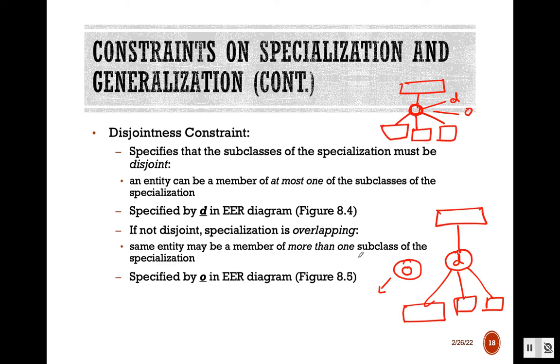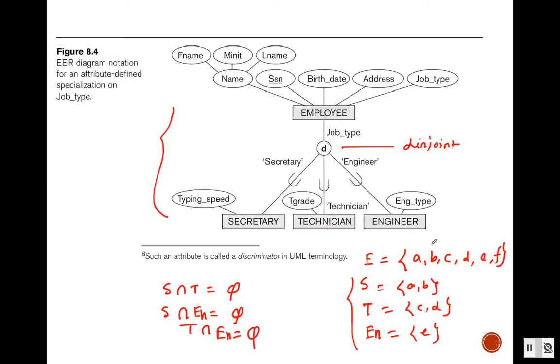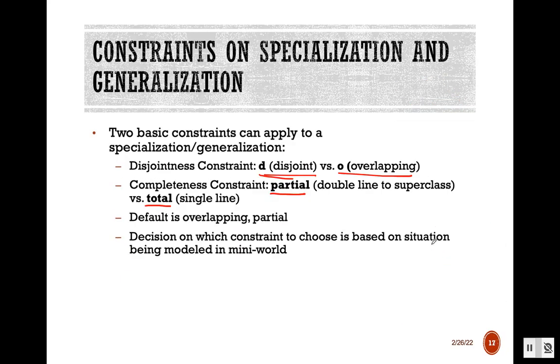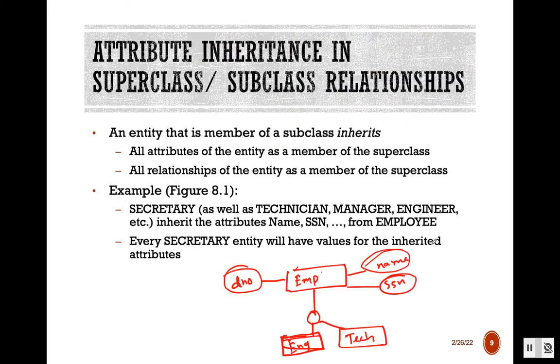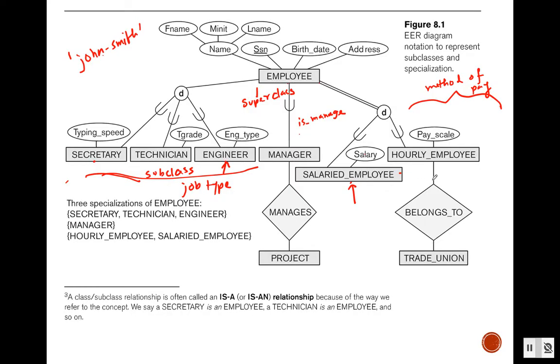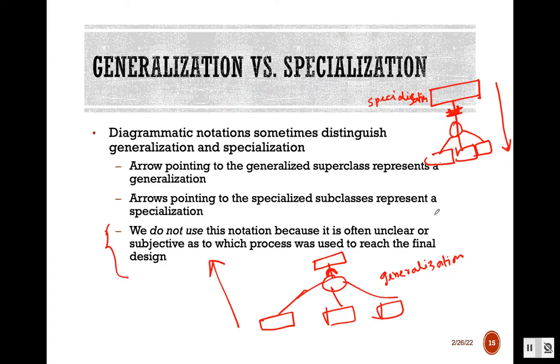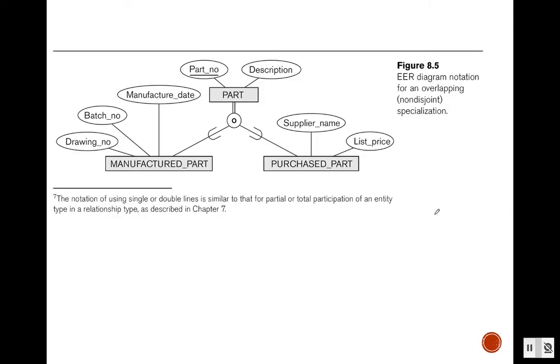Overlapping means the same entity may be a member of more than one subclass of the specialization. Now let's show another example, from cars. In this example we have a superclass part, and this is an overlapping specialization. So the same part can be a manufactured part and a purchased part.